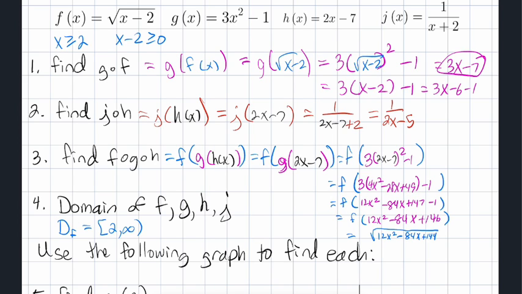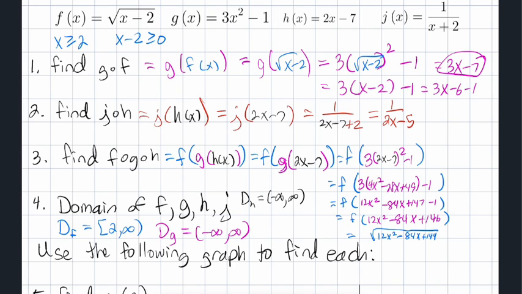G is nice. G is a polynomial. I can plug in any number I want into G. So the domain of G is all real numbers from negative infinity to positive infinity. If you wanted to use the double-backed R symbol for all real numbers, go for it. That's perfectly fine. H is another polynomial. So the domain of H is, again, all real numbers. You can go negative infinity to positive infinity, or the double-backed R is okay by me. Whatever you want to do.